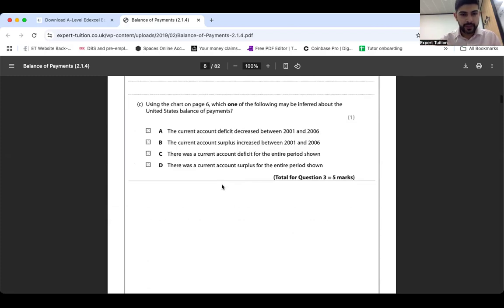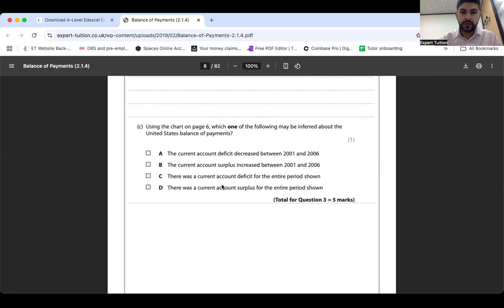Right, good. Using the chart on page 6, which of the following may be inferred about the US balance of payments? Okay, this is very annoying because you're going to have to keep going back and forth between them. But let's quickly read them and see if we can remember them. Between 2001 and 2006, the current account deficit decreased. The current account surplus increased between 2001 and 2006. There was a current account deficit for the entire period shown. There was a current account surplus for the entire period shown.